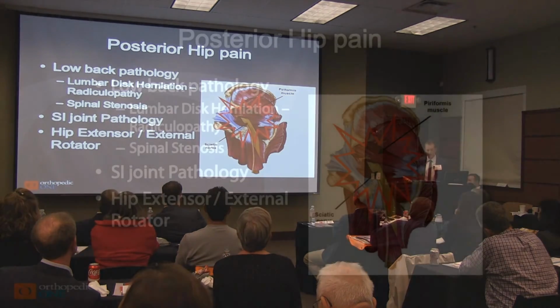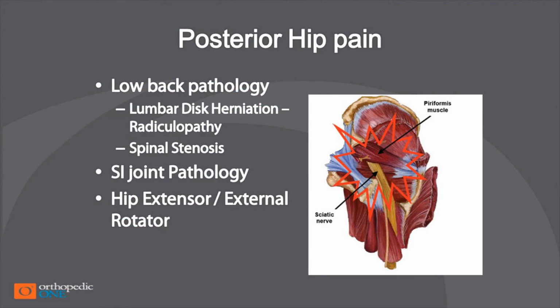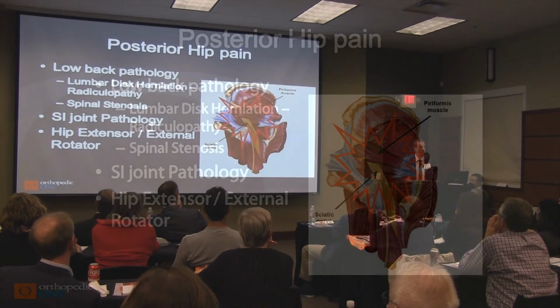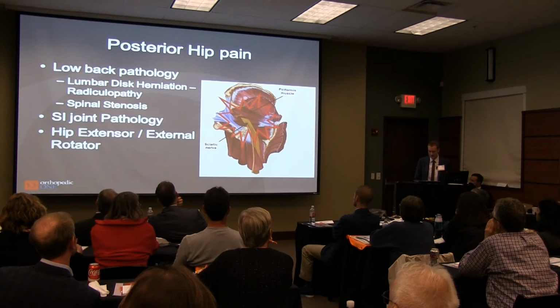And then finally, the external rotators, piriformis syndrome. These patients have trouble sitting. They have pain when they sit. Their pain is really deep. It's near the sciatic notch of the buttock, but they can also show signs of radiating pain that goes down the leg. And a lot of that is from tight external rotators that pinch the sciatic nerve and cause similar radicular symptoms like you would in the low back.